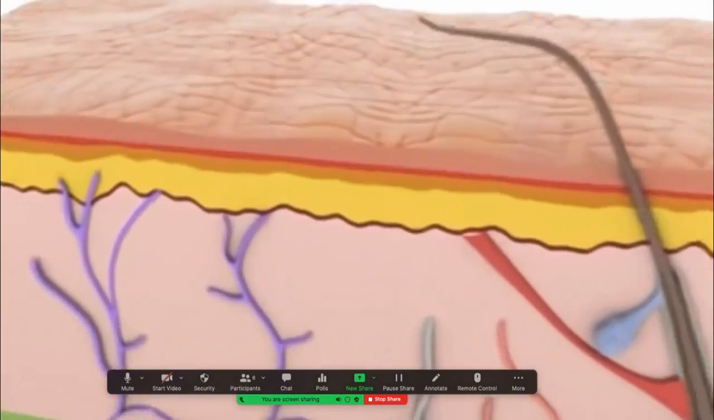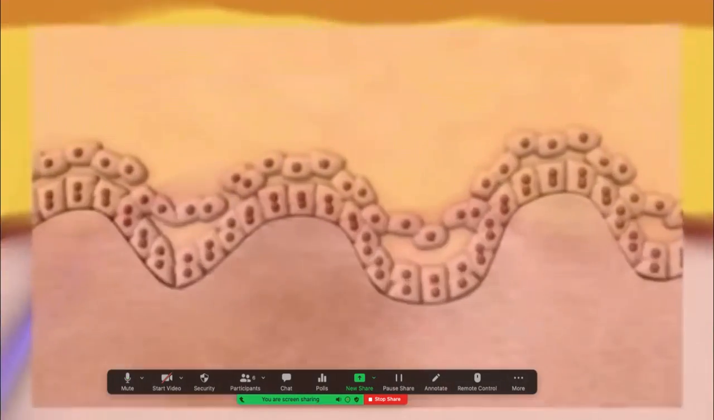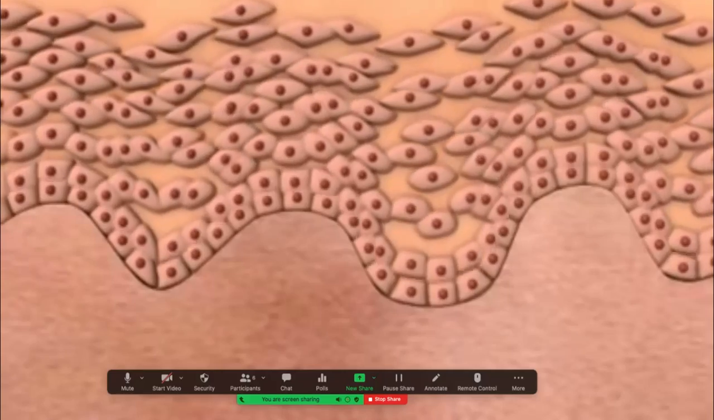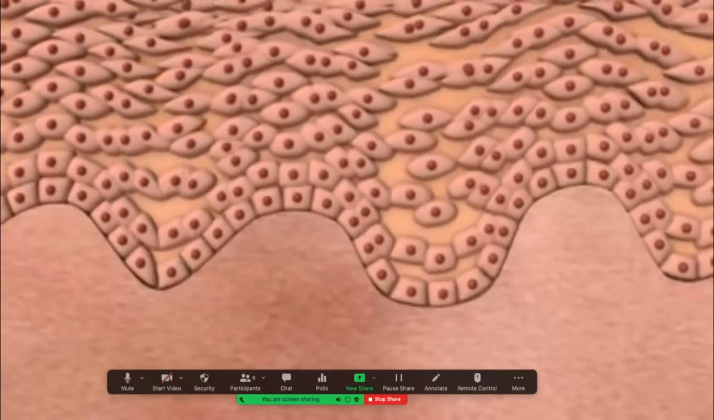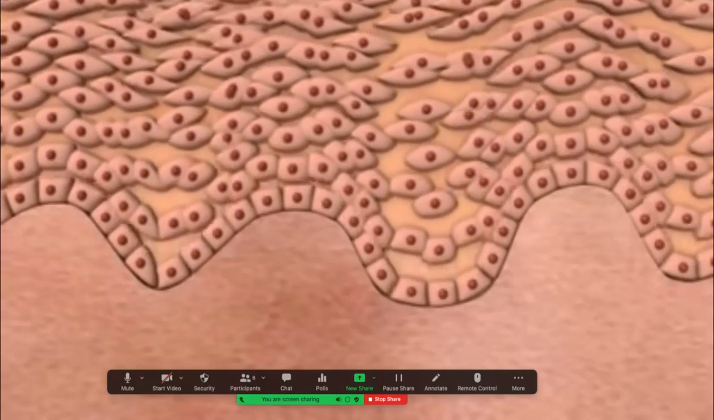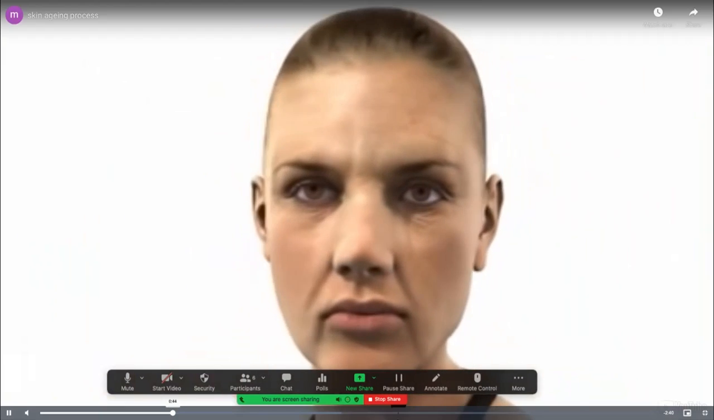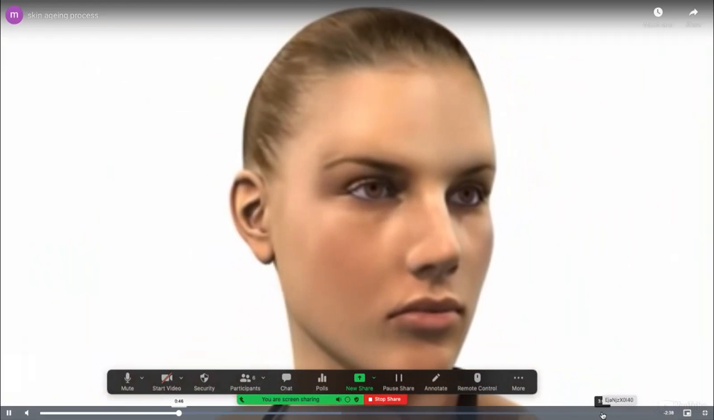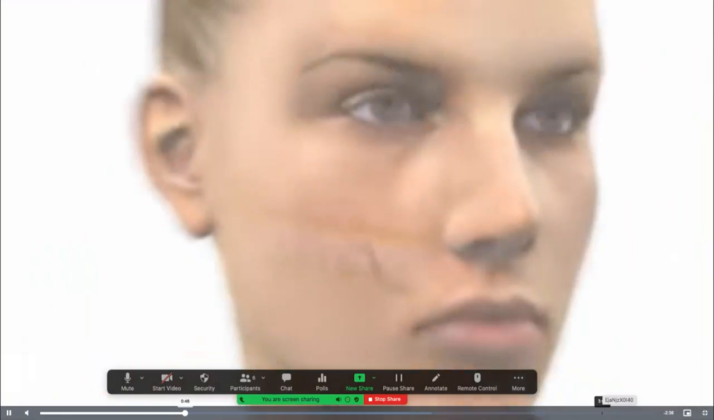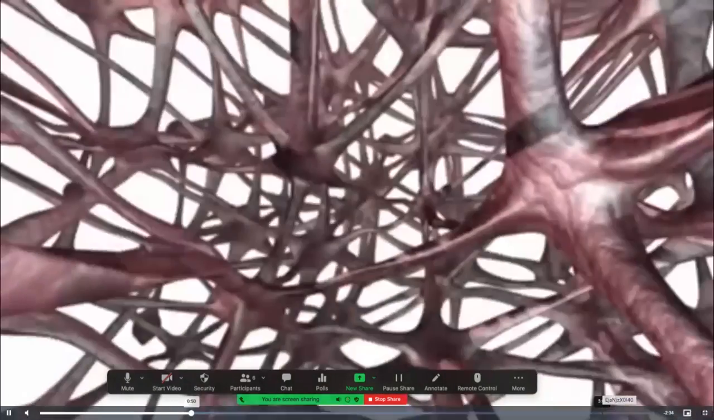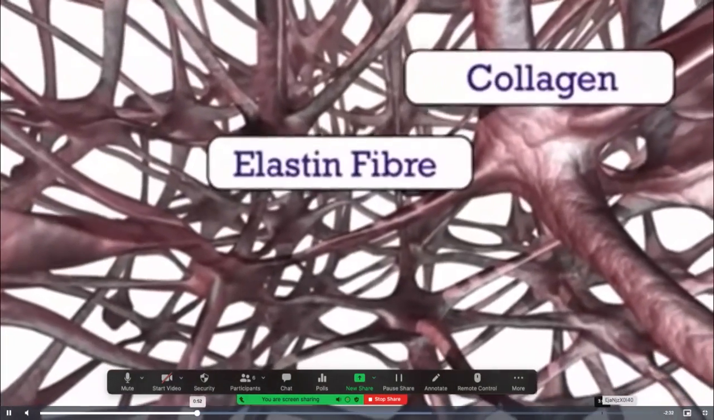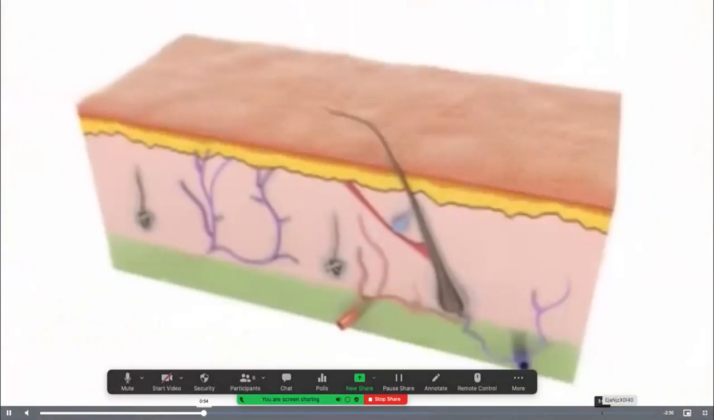Your skin is constantly renewing itself by shedding the old and damaged outer cells of the epidermis and replacing them with newer cells. This process keeps our skin looking fresh and revitalized. The lower layer of skin, or dermis, contains collagen and elastin fibers that also provide the skin with structure, support, and elasticity.